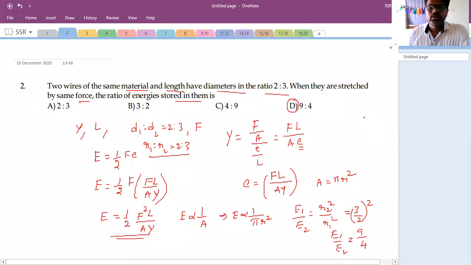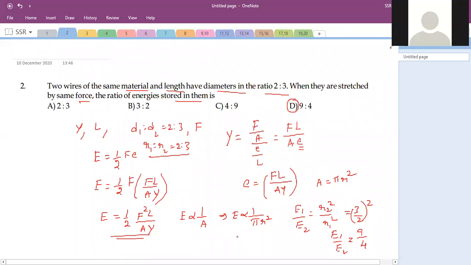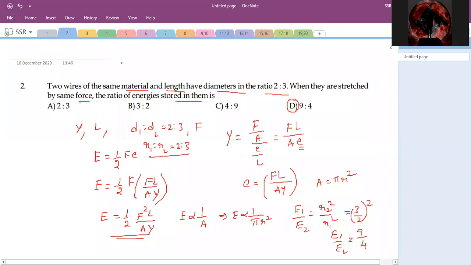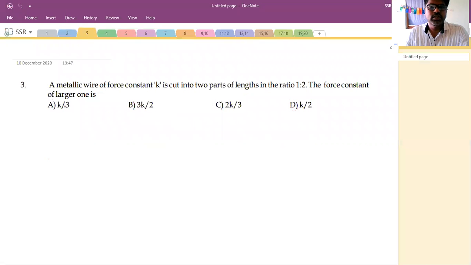Okay. So this is the final solution for this second question. Are you clear on this? Any doubt at any point? Say yes or no fast. Yes, sir. No doubt, sir. Right. So we'll go for the next question, number 3.